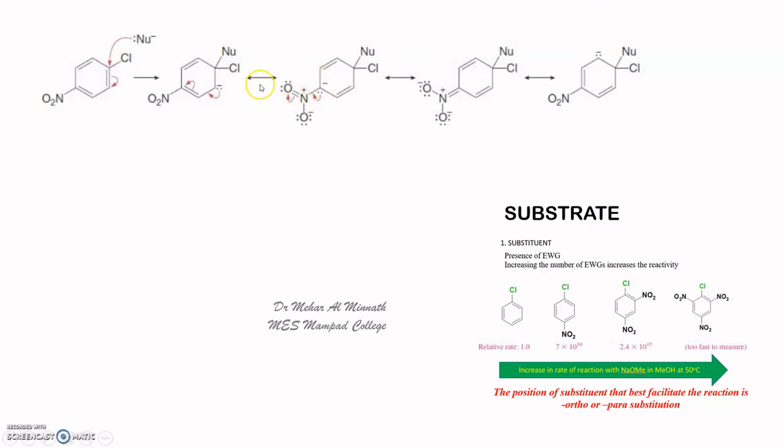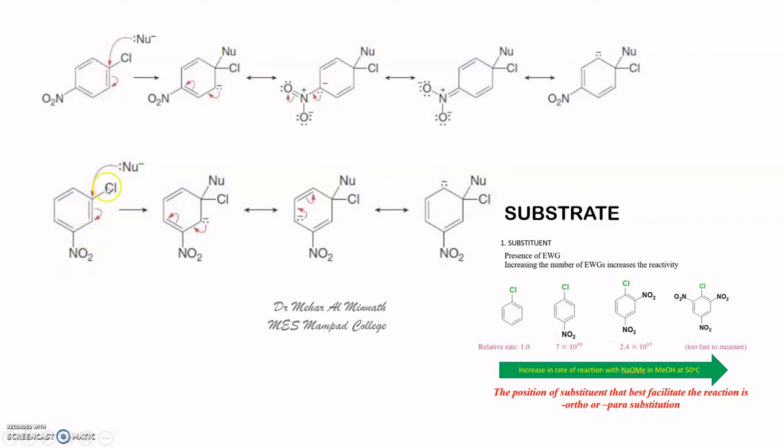So the presence of an electron withdrawing group either on the para carbon or on the ortho carbon will increase the charge dissipation, so the charge density on the carbanion will be decreased, because this electron withdrawing group can easily pull the negative charge away from the ring.